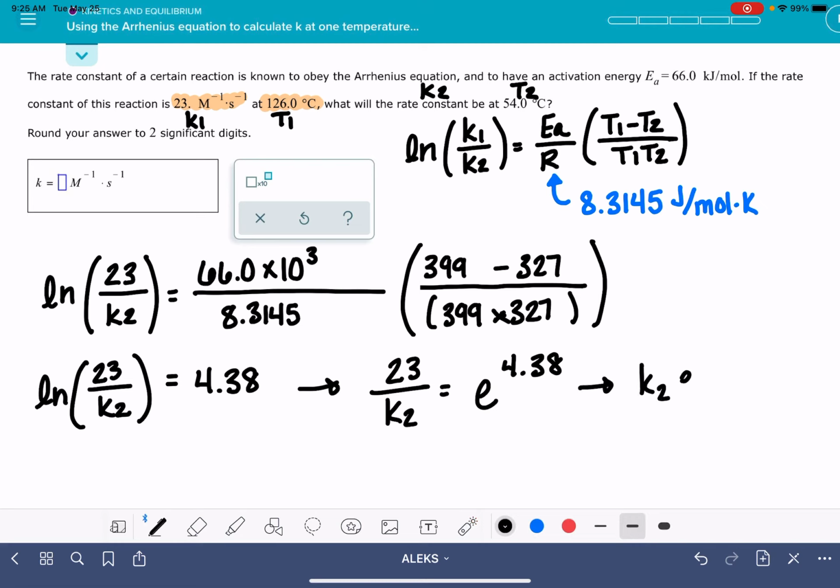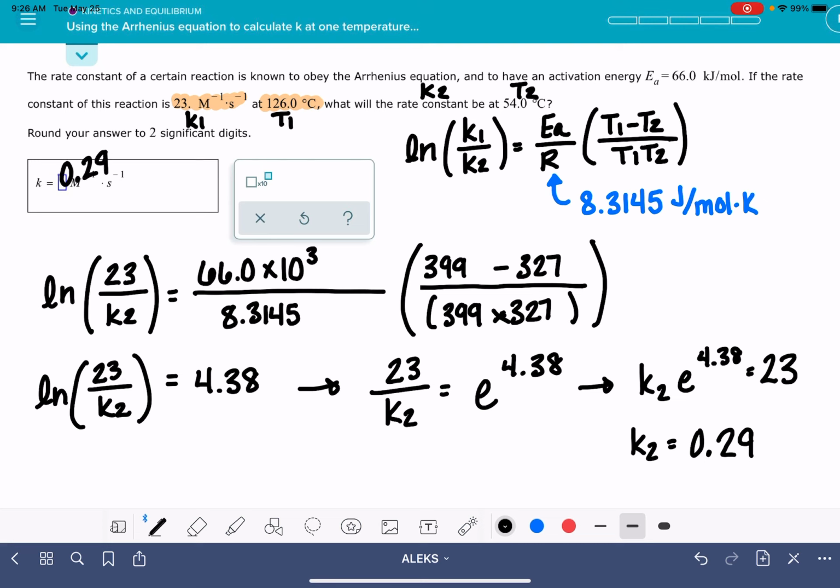Now I'm going to do a little bit of algebra here. K2 times E to the 4.38 is equal to 23. And then I can just solve for K2. First I'm going to do the E to the 4.38. This gives me 79.9. And then I'm going to do 23 divided by that number. K2 is, it wants 2 sig figs, so 0.29. ALEKS already has the units set up here.